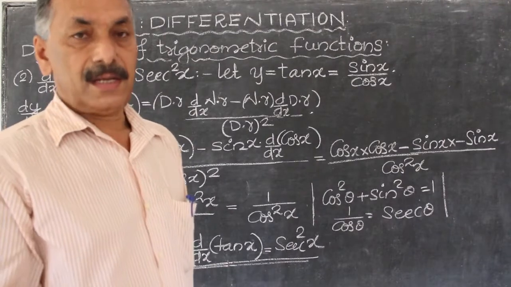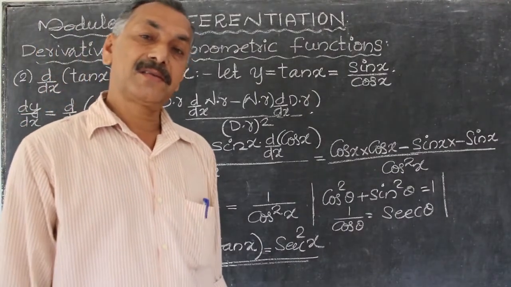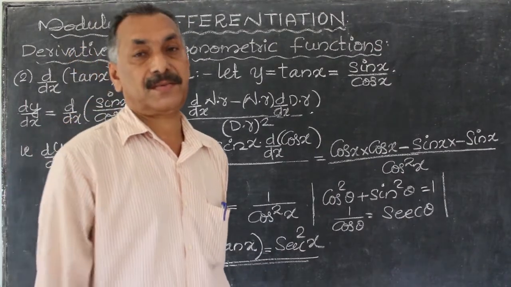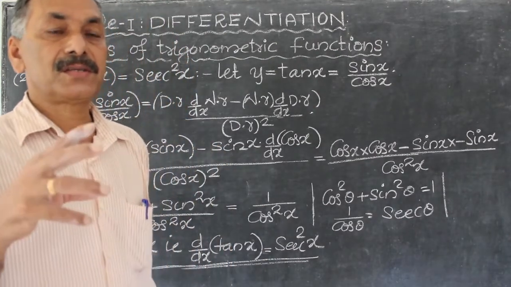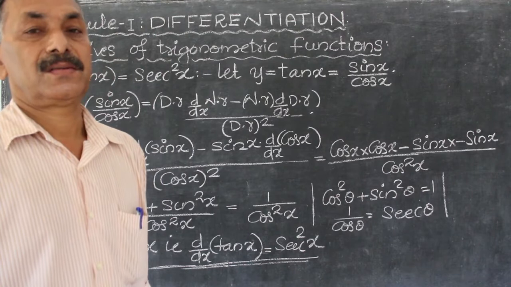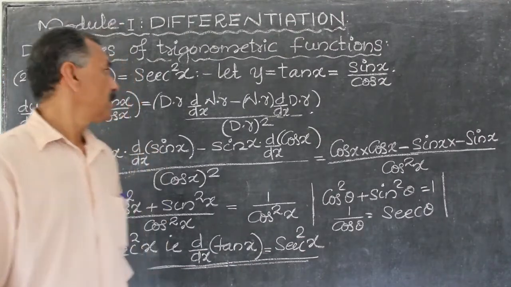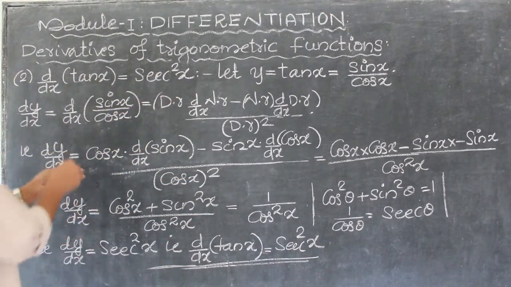Next we consider the derivative of tan x. What is the derivative of tan x? The derivative of tan x is equal to secant square x. How does the derivative of tan x become secant square x? Let us see why the derivative of tan x is equal to secant square x.